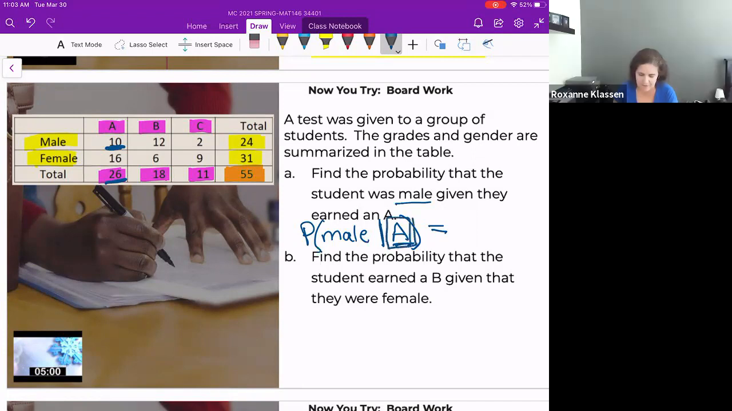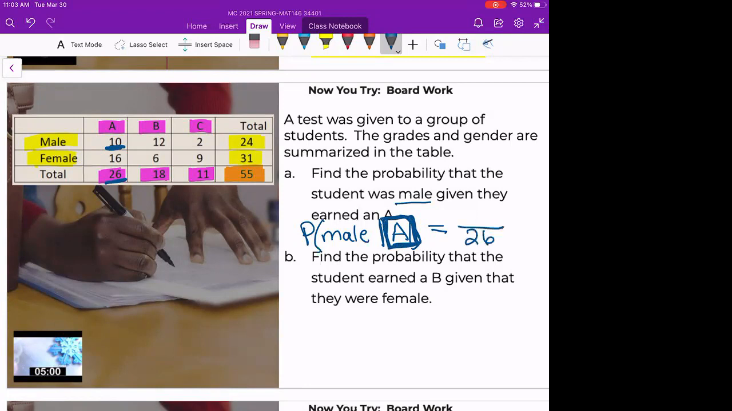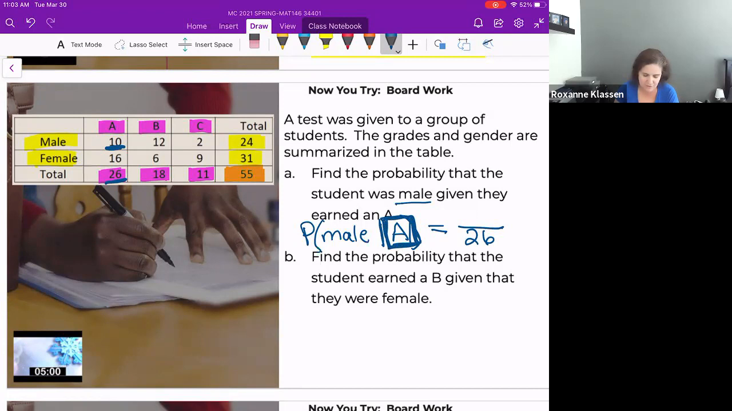Remember, this is our denominator. It's how many have an A is our denominator. So it's 26 is our denominator. Yeah, it's a vertical. Okay. And our numerator is going to be how many of those A's were male. So it's going to be 10 out of 26, which is 5 out of 13. Okay.